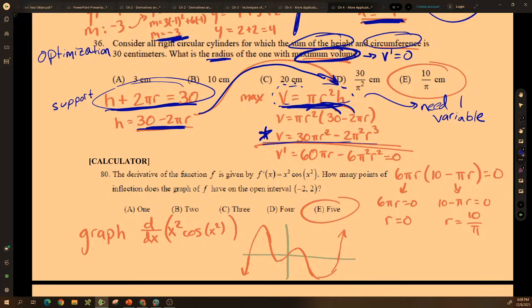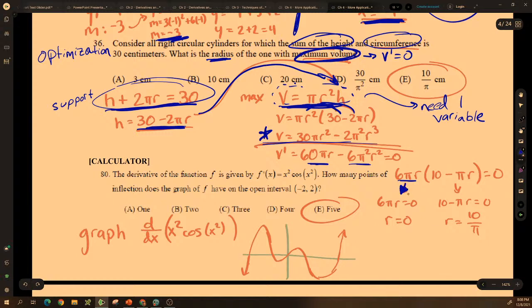30 pi stays. Bring the 2 down. 2 times 30 is 60 pi r. Minus. Bring the 3 down. 3 times 2 is 6. Pi squared stays. It's just a constant. R squared. We're going to set that equal to 0. These have a 6 pi r in common. So I'm going to factor out a 6 pi r. And then I'm left with 10 minus pi r.